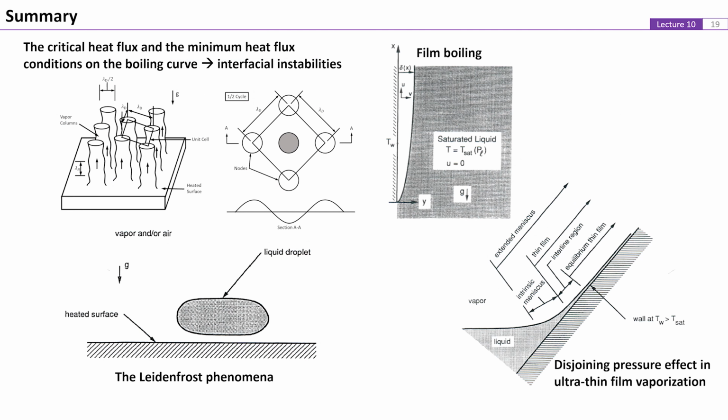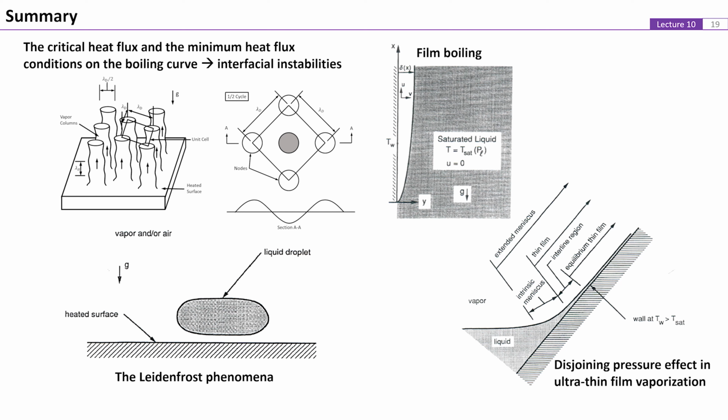Here is a summary of this lecture. We discussed about the possible mechanisms and representative models for the critical heat flux and the minimum heat flux conditions, which are both affected by the instability of the vapor to liquid interfaces during the boiling or cooling processes. Then we showed a theoretical approach for analyzing the film boiling. It is similar to a boundary layer analysis.